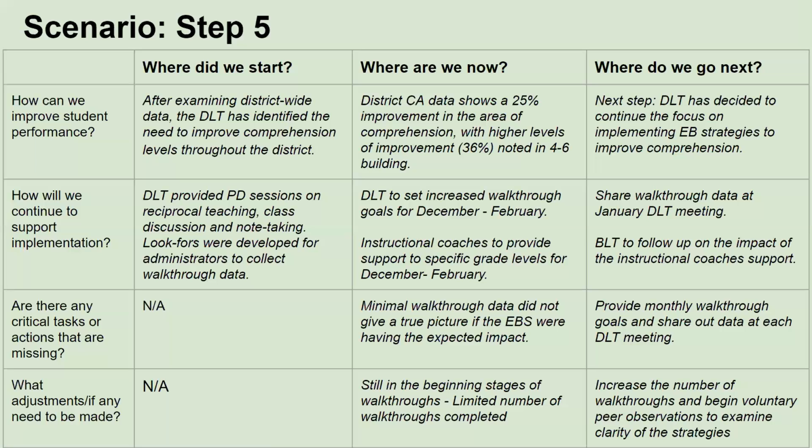What adjustments, if any, need to be made? Where did we start? This question, again, is not applicable. Where are we now? We're still in the beginning stages of walkthroughs with limited number of walkthroughs completed at this time. Where do we go next? Increase the number of walkthroughs and begin voluntary peer observations to examine the clarity of the strategies.